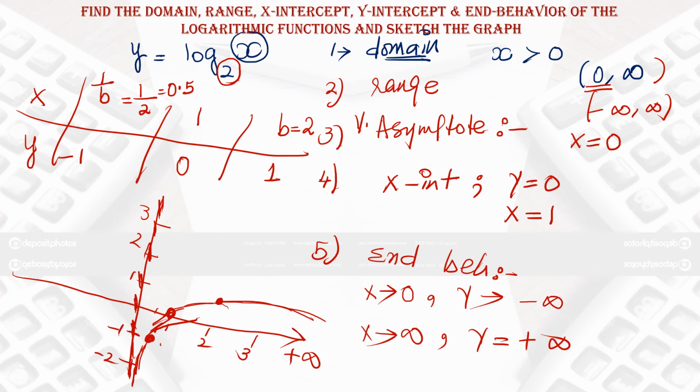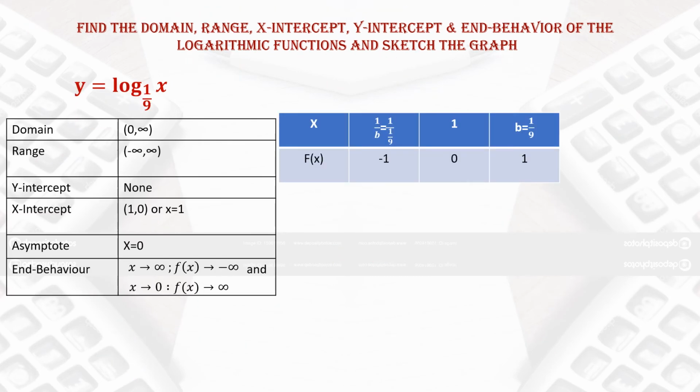So I hope you understood the concept when the base is bigger than 1. Now what if the base is less than 1? And one more thing, remember the base should be greater than 0. The base should never be equal to 0. So what will happen if the base is less than 1? Take the question, log of base 1 over 9 of x. You know that here the base is less than 1. So what will happen in this case?